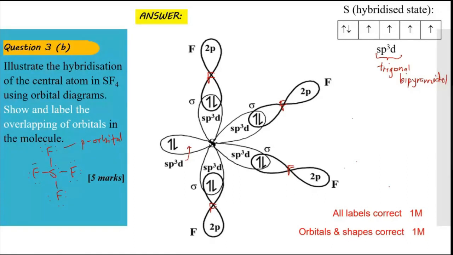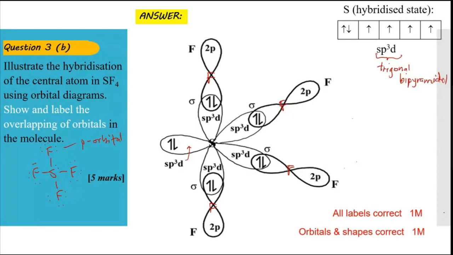All labels correct. Means this one sp3d, 2p, atom label, fluorine, sulfur, and then orbitals and shape correct. That means it's dumbbell shape, and this is trigonal bipyramidal shape. That's how the marks bundle up. Okay, a lot of things need to check, then you get one mark. This one also need to check the shape of sp3d, shape of 2p orbital, then you get one mark. All right, done. So this would help to refresh about orbital overlap.